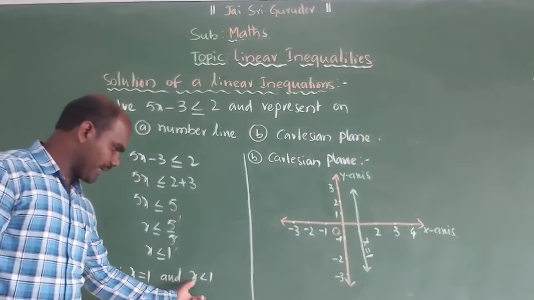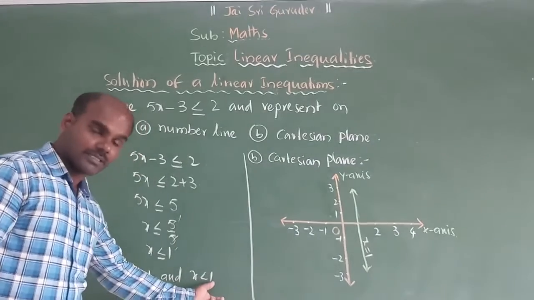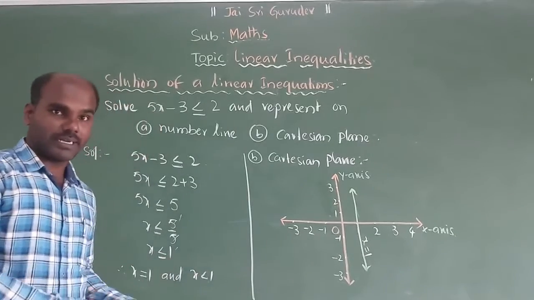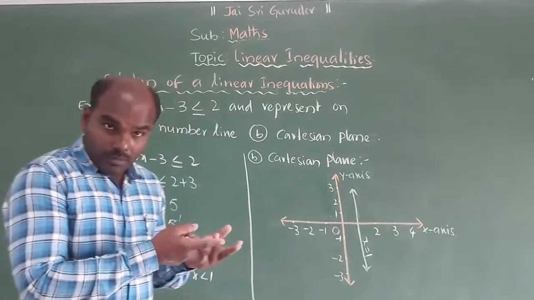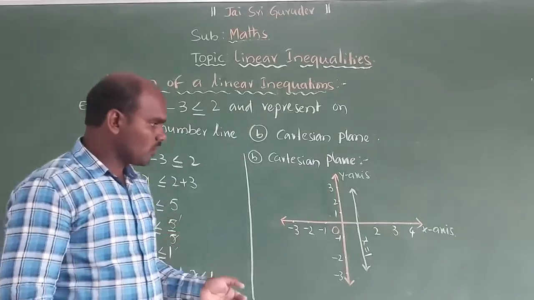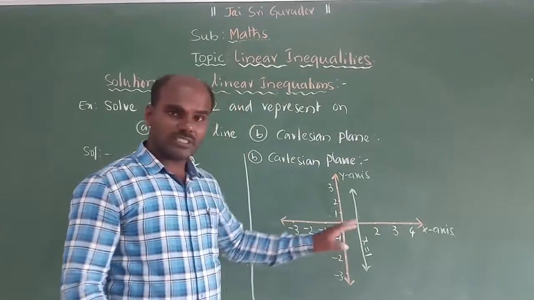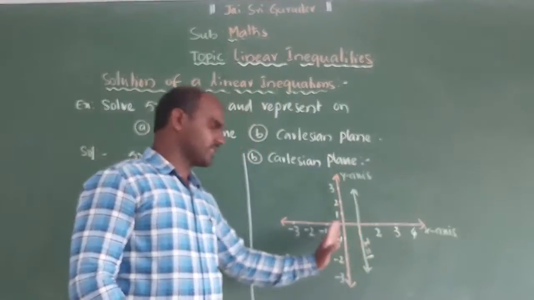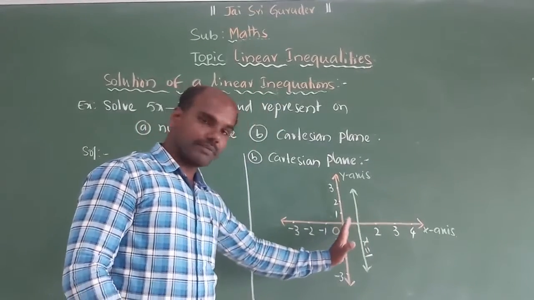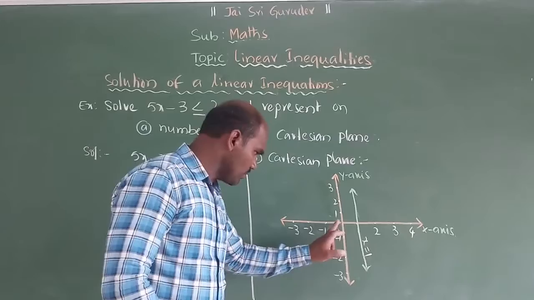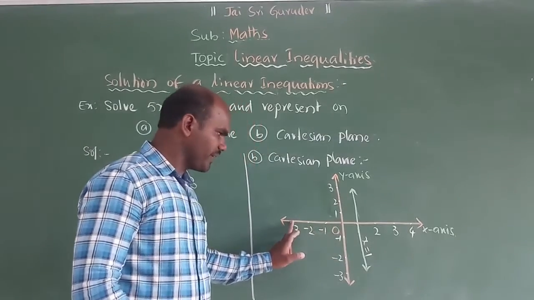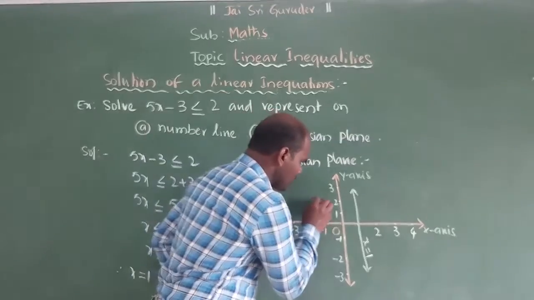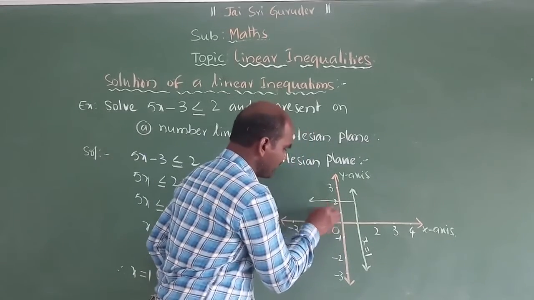Next, x is less than 1 means on the x axis, less than 1, that is 0, minus 1, minus 2, minus 3. On the x axis, which side do we have, left hand side or right hand side? We have the left hand side. That is 0, minus 1, minus 2, minus 3, so we have to show arrows to the left hand side.